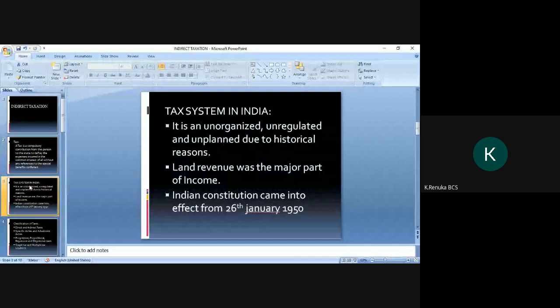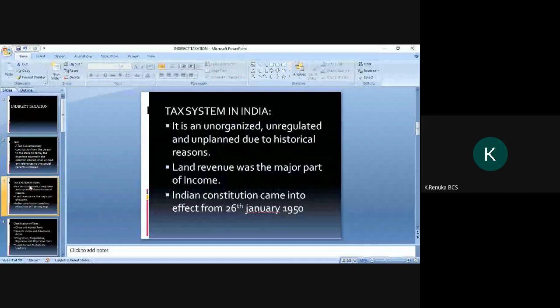In the British rule, no effort was made for uniformity in the tax system. Vast differences were there between the tax policies of the kings and the British provisions. Social justice, welfare, economic development, and all these were not linked to the tax system. After that, the Indian Constitution came into effect from 26th January 1950.